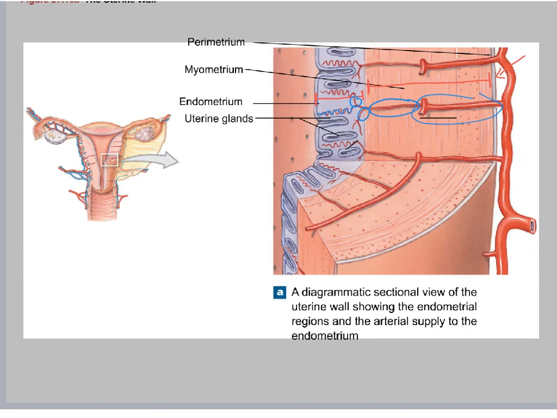And then also what you see here are glands. These are going to be uterine glands. They're going to secrete things like mucus and nutrients like fructose and glucose. But again, we'll discuss those in part 2.